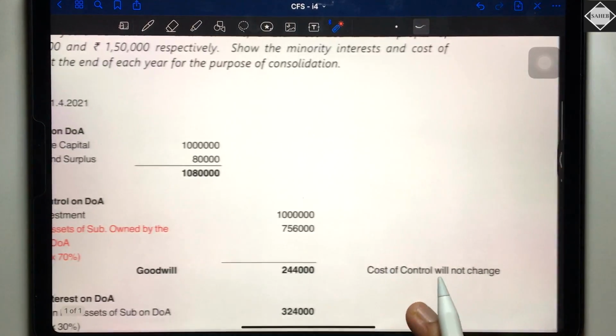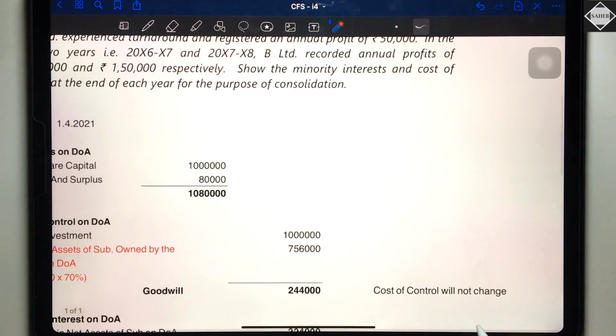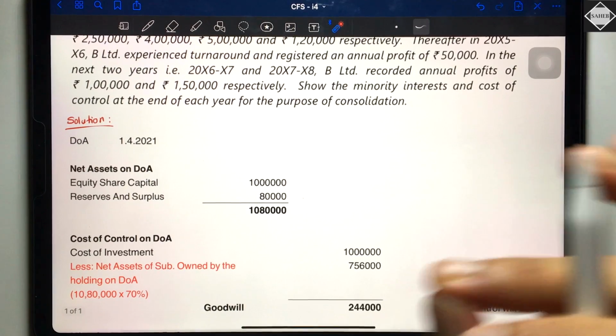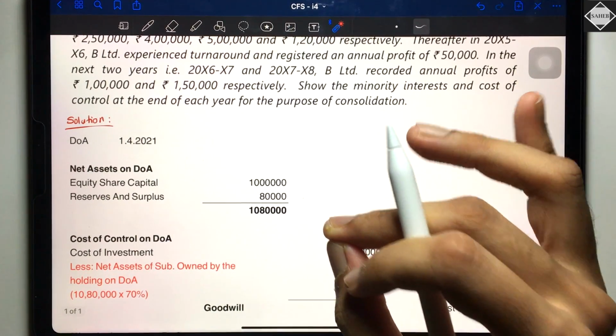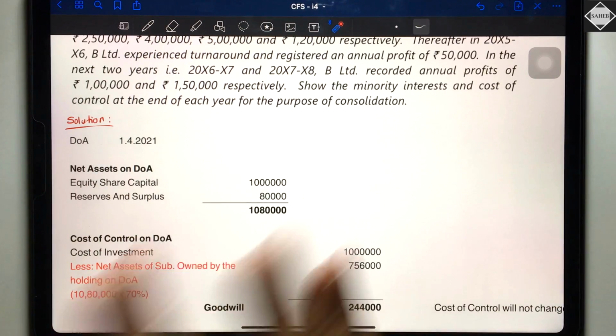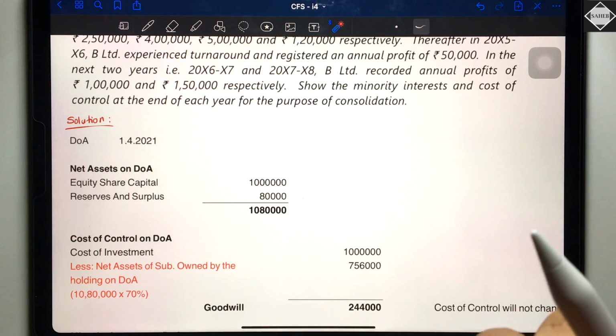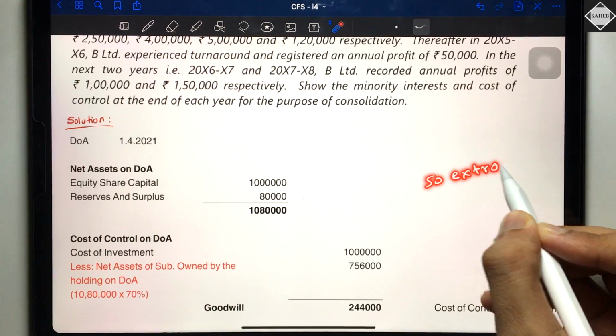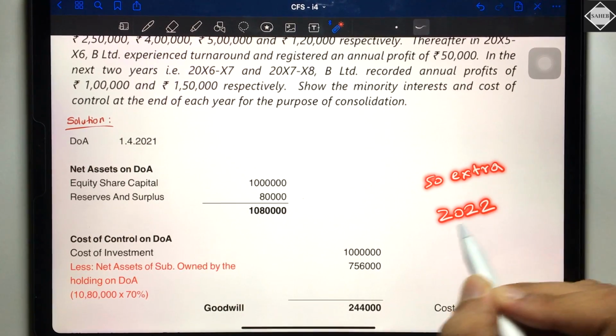And this cost of control, this goodwill, will not change. It will remain the same, always. Why will it not change? Understand. Let's say you have purchased a calculator this year, and you purchased it for, let's say, 150 rupees, whereas you can get it for 100. The real value is 100. You have purchased it for 150, so 50 rupees extra you have paid. And this happened in the year 2022.